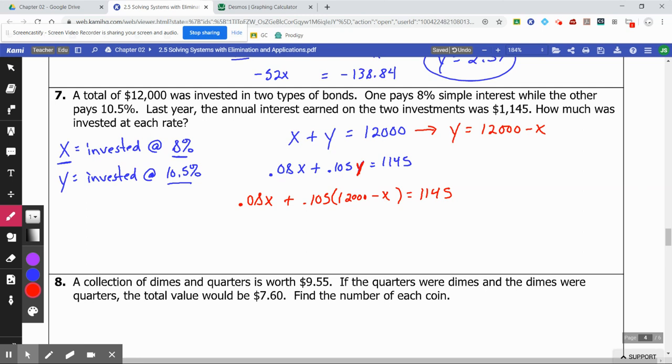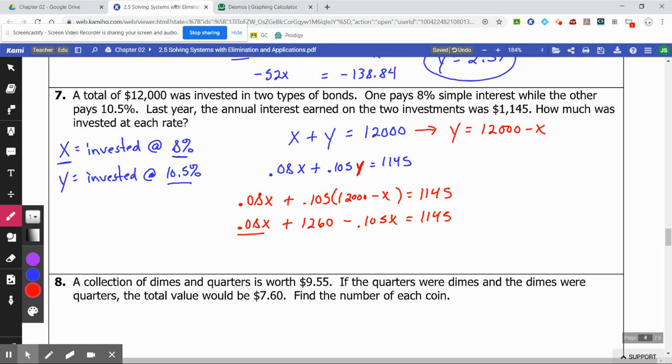Let's solve this equation. It gives me 0.08x. Let's multiply 0.105 times 12,000, and you get 1,260. Distributive property, that'd be minus 0.105x is equal to 1145.